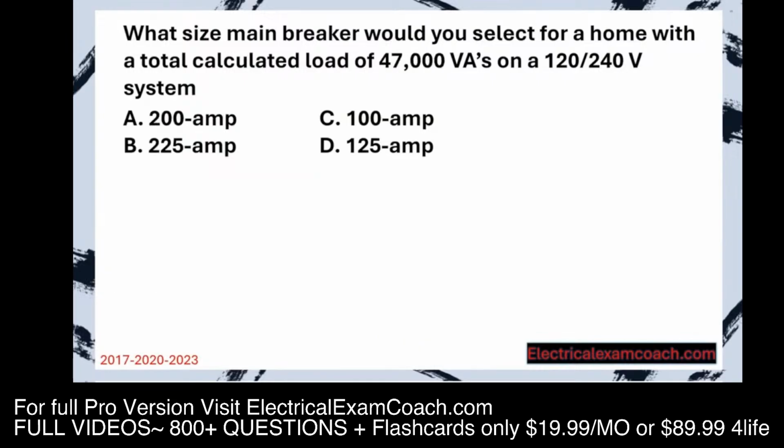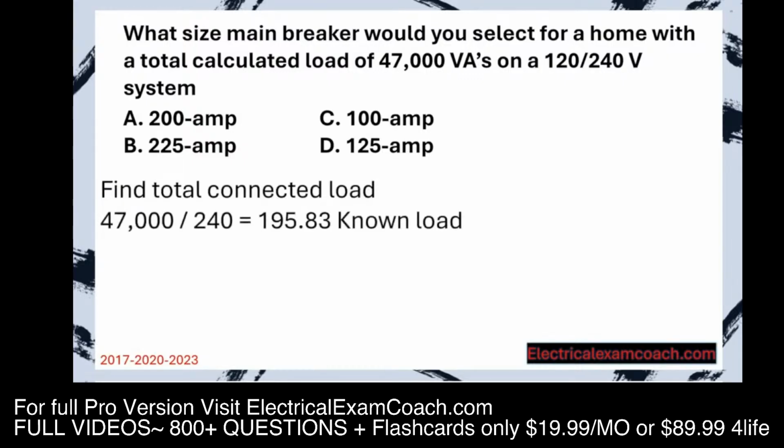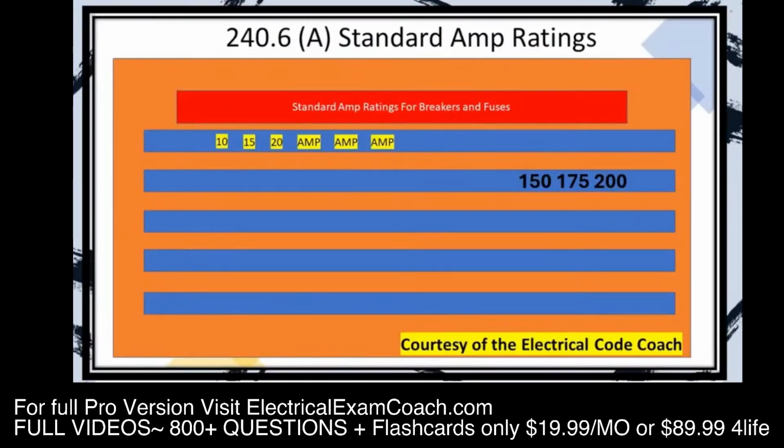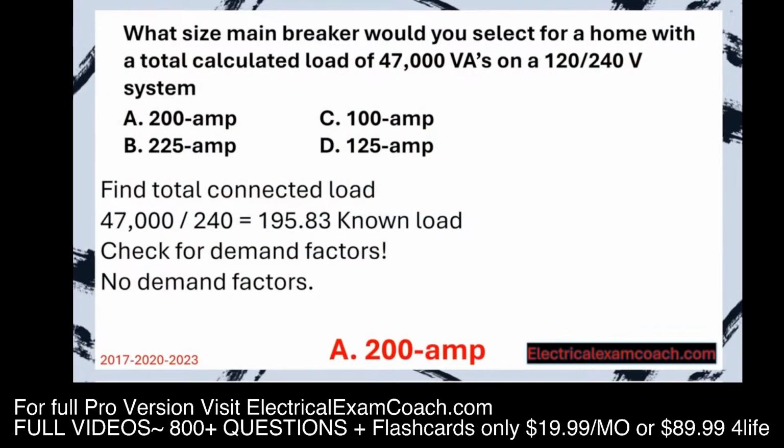What size main breaker would you select for a home with a total calculated load of 47,000 VAs on a 120/240 volt system? Step 1, find our total connected load. In this case, they've done all the math for us, and 47,000 are our total VAs. All we have to do is divide that by the system voltage. And in this case, it equals 195.83, and we would round down. Now we check for demand factors. And in this case, there are no demand factors because they were already performed to get us that 47,000 value. Now we head to table 240.6(A) and choose our next standard size. And in this case, it ends up being a 200 amp breaker. Great job.